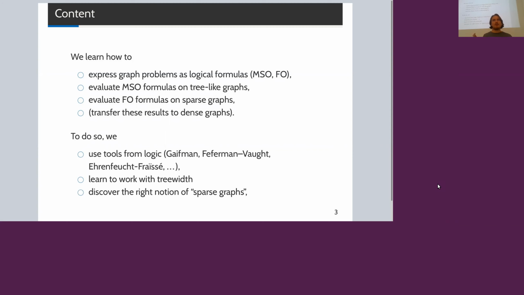It's not so easy to come up with the right definition of what a sparse graph should be, because if you just require that there are few edges, then that's maybe not quite it. And we're going to talk about what is the right notion of sparsity, and while doing so, we're going to dive into some of the core proofs of algorithmic meta theorems. We're not going to go too deep into the technical details, but I hope to show you, for the central proofs, some intuition and the train of thought and how to prove these kinds of things.